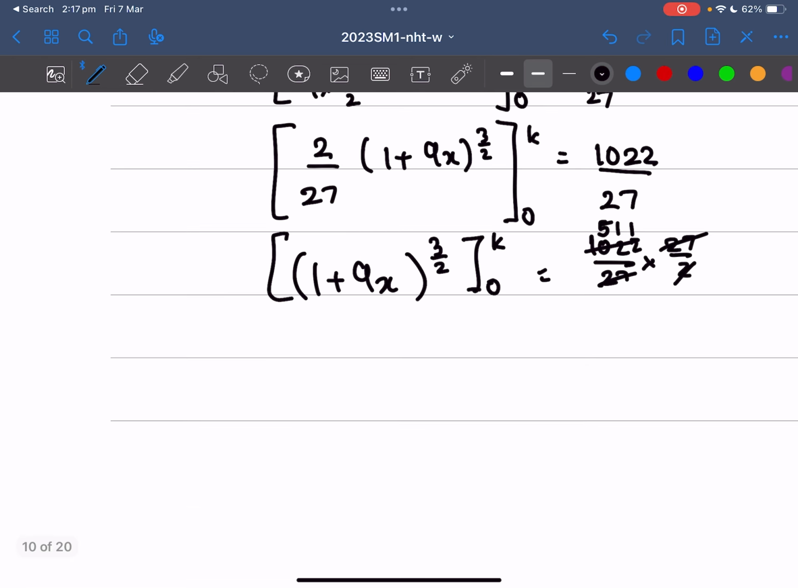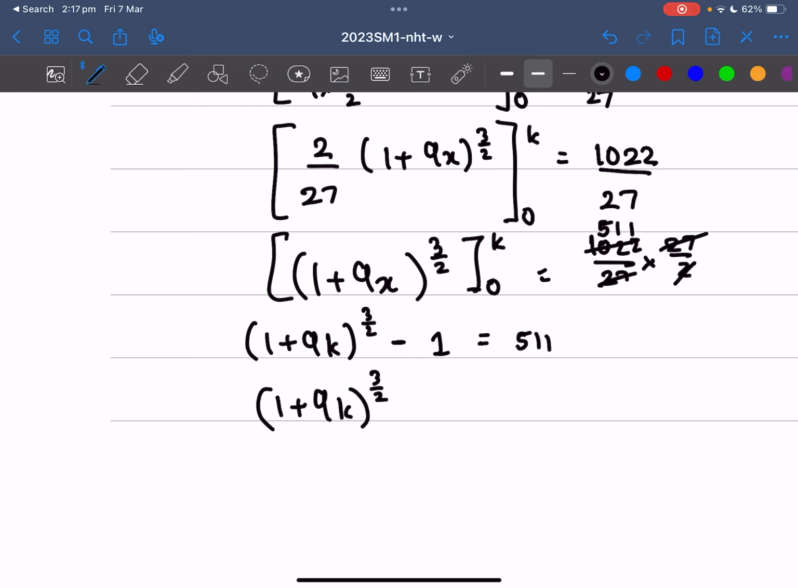Okay. And finally, we will now substitute in the value of k. So we'll have 1 plus 9k, all to the power of 3 on 2, take away 1. Because if we substitute 0 into here, the whole thing will just become 1 to the power of 3 on 2, and that will just simplify to 1. So that is equal to 5, 1, 1. Okay. So 1 plus 9k to the power of 3 on 2 is equal to 5 on 12.